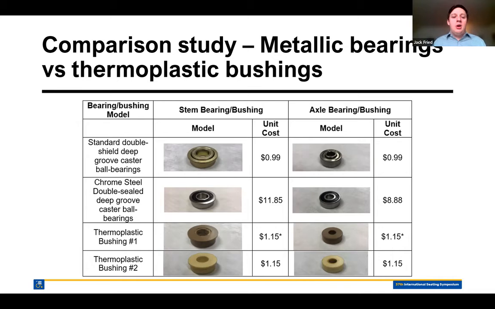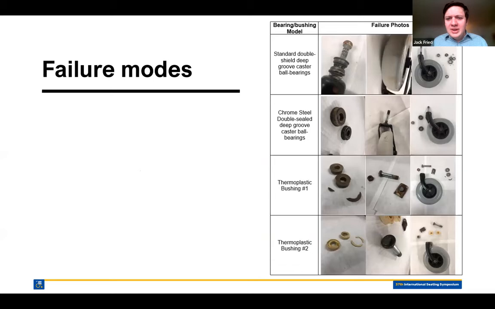So we wanted to compare all these together and see where the thermoplastic bushings lie in terms of durability, which we measured in cycles on the testing machine, and cost effectiveness, which we identified as a cycles per dollar ratio. So if you go to the next slide, we can see here the failure modes that they experienced.